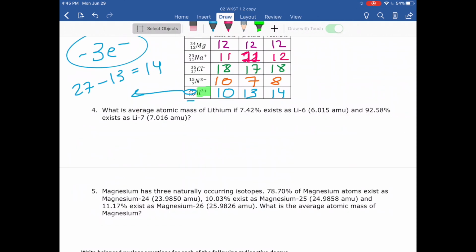This problem is asking us to find the average atomic mass of lithium if 7.42% exists as lithium-6 with the mass of 6.015 AMUs and 92.58% exists as lithium-7 with a mass of 7.016 AMUs. So in order to do this, to find the average mass, I'm going to write here mass average.